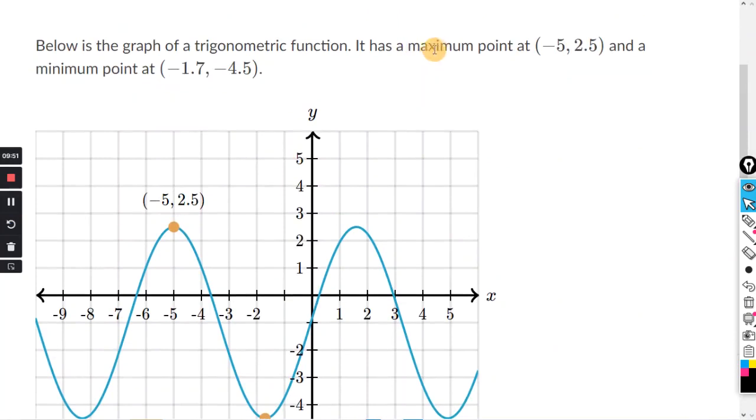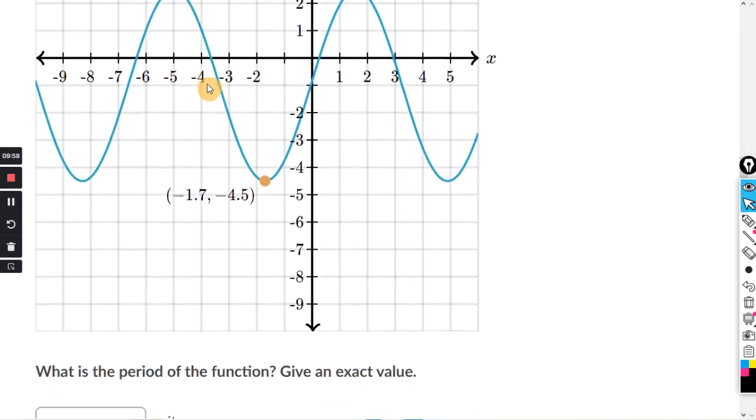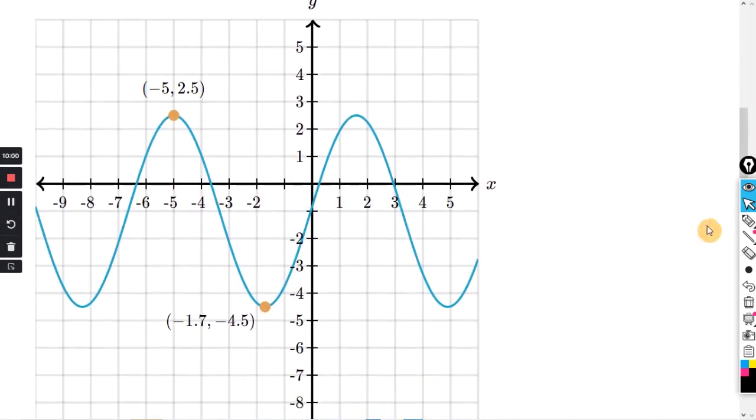All right, so for the trig function, they give us the maximum point and the minimum point. They give us the coordinates. They're right on the graph. What is the period of the function? Okay, so again, if we went from max to max, that distance right there would be the period.